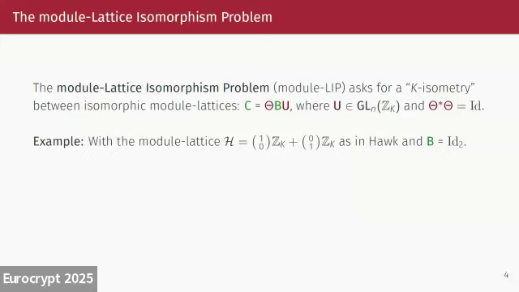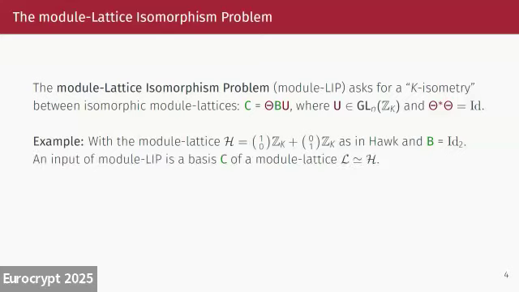An example: this is the module lattice used in Hawk. So basically two orthogonal copies of Z_K, the ring of integers. And the basis B is simply the identity matrix. So an input of module LIP is the basis C of a module lattice L, which is K-isomorphic to H.